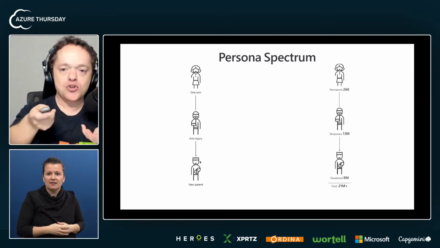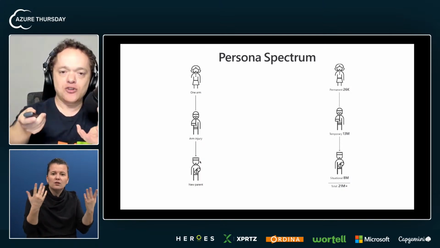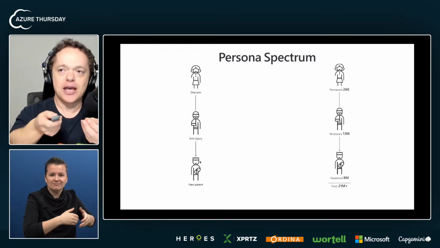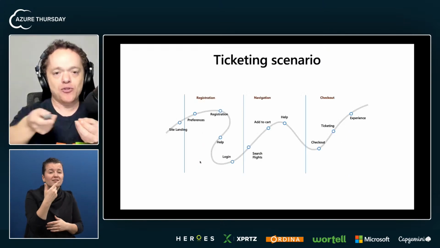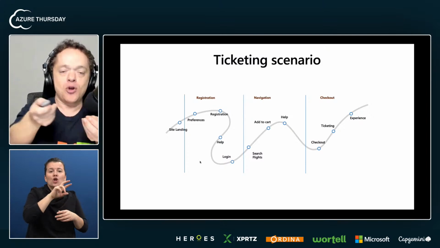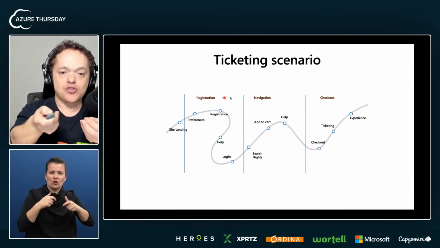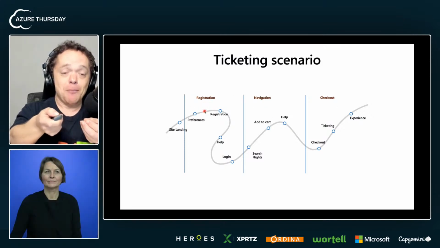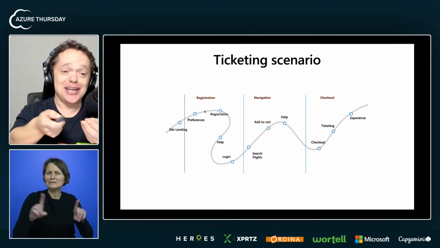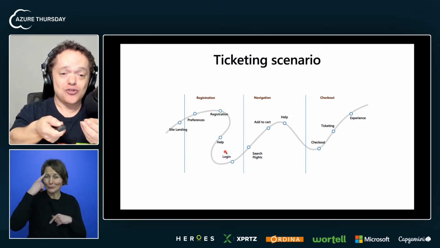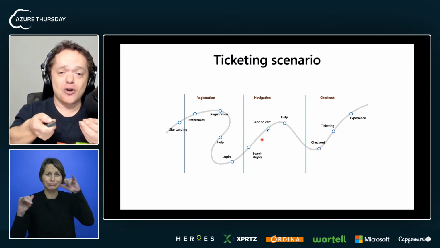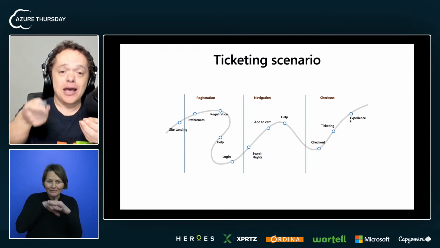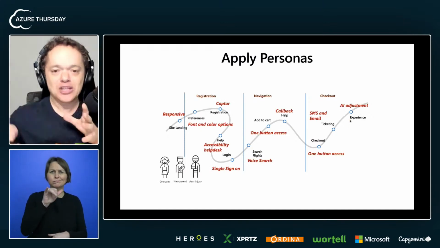You can approach these people, the silver generation, people over 65. It's a $1 trillion industry that you're not catering for. We take our persona spectrums and superimpose them on our journey. So we've got registration, navigation, and checkout. These are ticketing, buying systems, back when airlines were safe, actually. Site landing, preferences, registration, help, logins, add to cart, search flights, help, checkout, ticketing, and then experience and a survey. So we superimpose it there and everything changes.